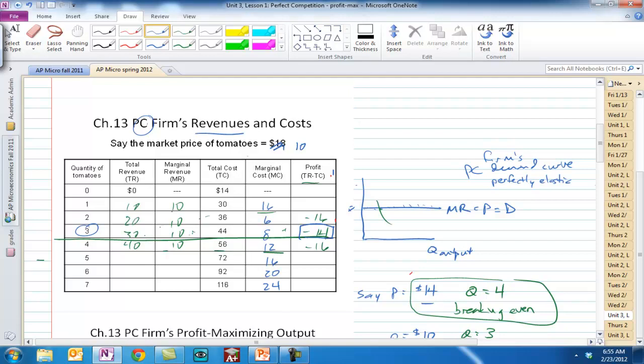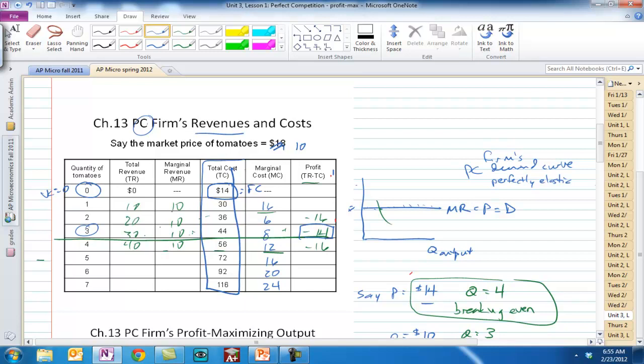We can identify their fixed costs from this column here, even if it doesn't give it to you specifically. You can get that from the total cost of producing 0 units, because we know at 0 units the variable cost is going to equal 0. So the fixed cost must be $14. So what we see here is that if the price is $10, the firm can produce and lose $14. Or the firm can shut down and lose their fixed cost of $14.